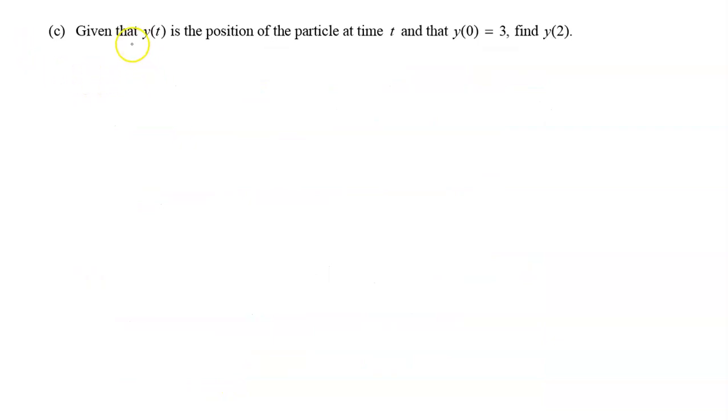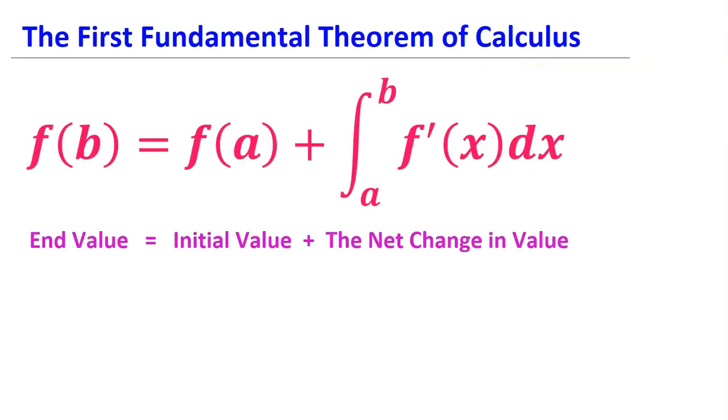Part C. Given that y at t is the position of the particle at time t and that y at 0 equals 3, find y at 2. It looks like it's time to bust out the first fundamental theorem of calculus, which says that f at b equals f at a plus the integral from a to b of f prime. This means that the end value equals the initial value plus the net change in value.